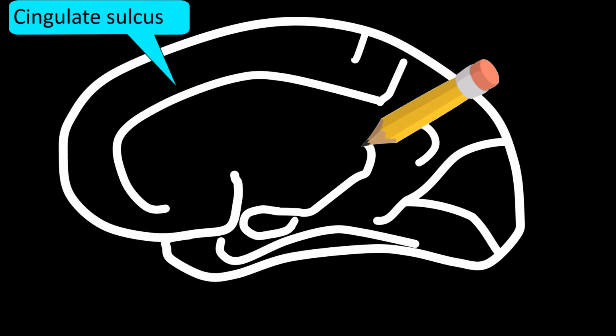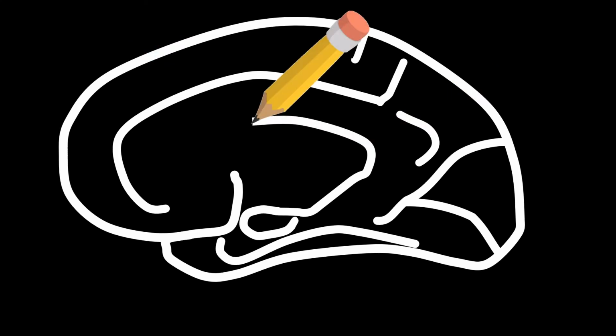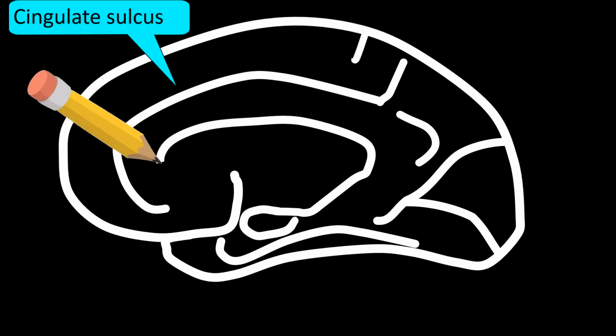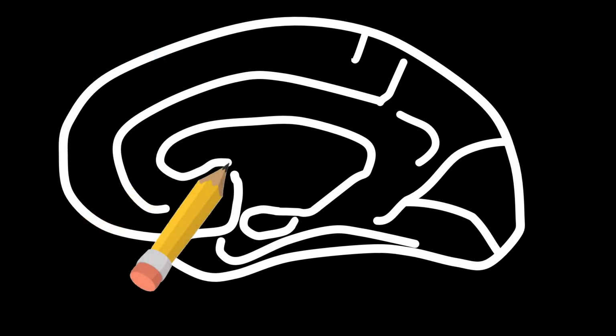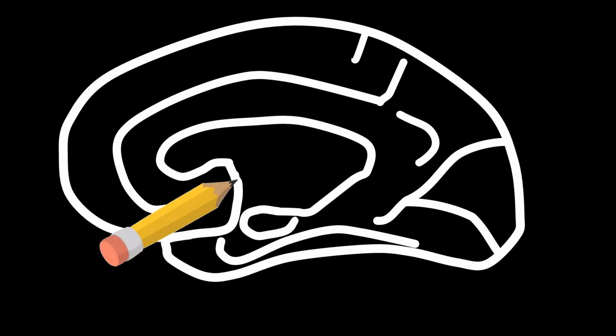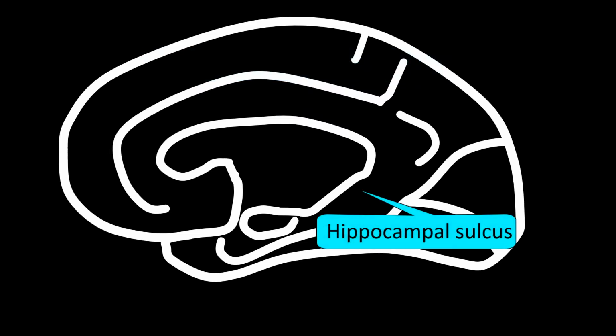towards the cingulate sulcus, then forward and continue it following the cingulate sulcus, and as the cingulate sulcus curves backwards, do so with this line and continue it backwards to join the posterior border of the frontal lobe. This is the sulcus of the corpus callosum. This is the hippocampal sulcus.